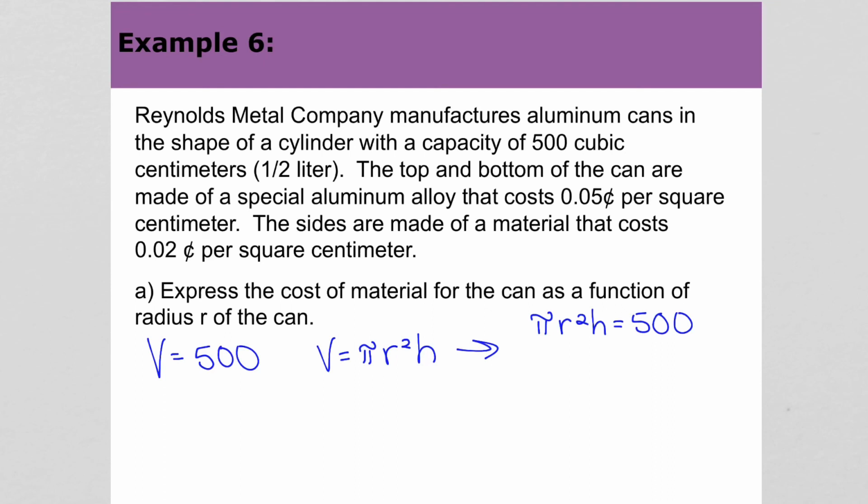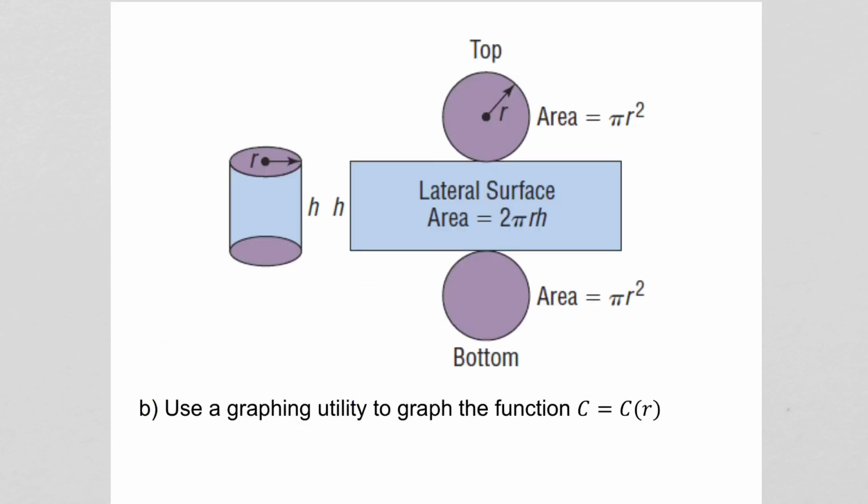Okay, we need the cost of our can, or the area of the can, in terms of the radius. So let's look at a picture of our can here. So here's the can, and here's what it looks like all spread out. Now, the cost of the can isn't necessarily determined by the volume. I mean, that's a factor in it. But we're talking about the surface area, because the can is created by the top, the bottom, and the side. The side, when rolled out, makes a rectangle, and the top and the bottom are circles.